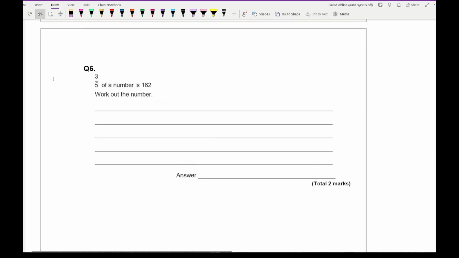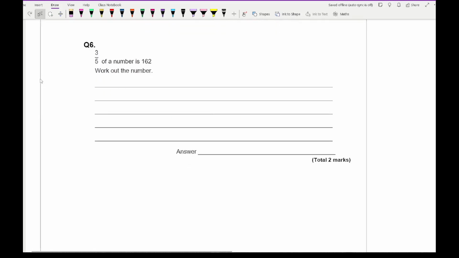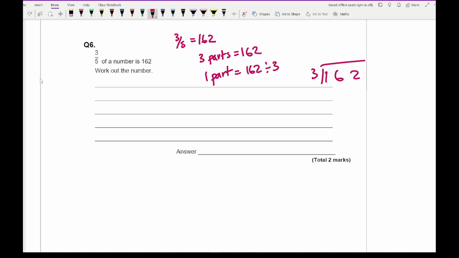Then for question 6, it says 3/5 of a number is 162. Work out that number. Well, if 3/5 equals 162, then that means that 3 parts equals 162. So 1 part is going to equal 162 divided by 3. And if I quickly do that, remembering that this is a set of non-calculated questions, then from this, 3 into 16 goes 5, 3 into 12 goes 4, so it equals 54.